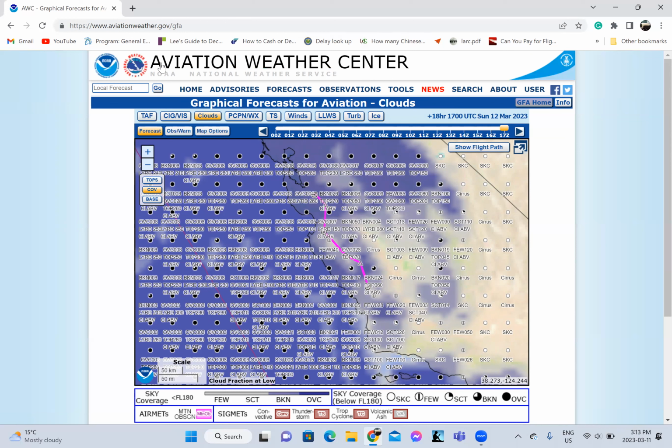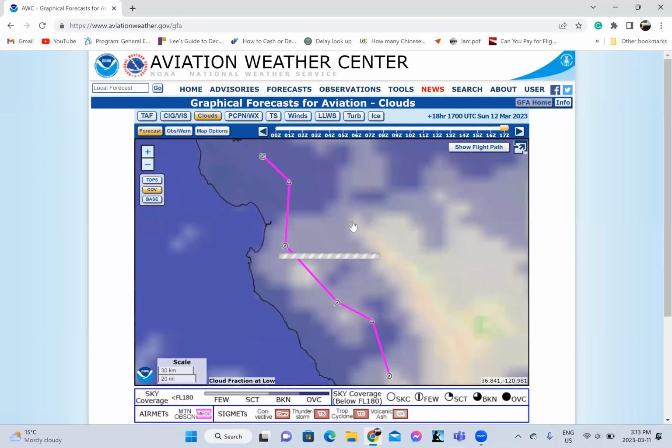So that is it for aviation weather. These are just some of the resources that I like to use a lot and recommend you use every time you go fly, because these resources can be the difference between you making the go or no-go decision.